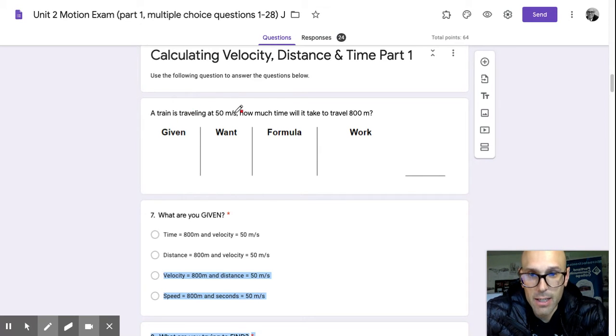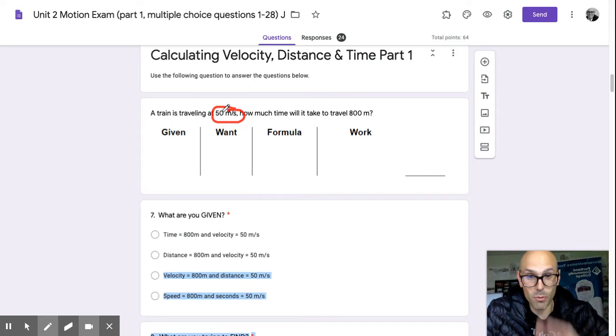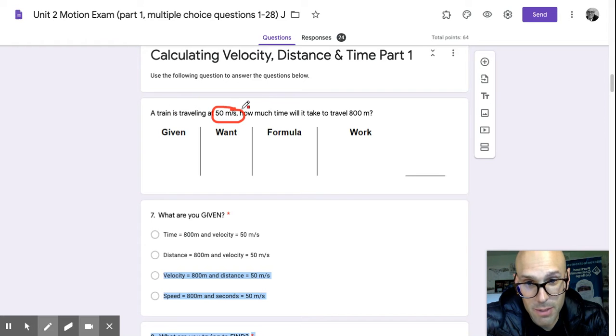The test said a train is traveling at 50 meters per second. I like to circle everything that I'm given. When I get to a value that has units with it, something that we're studying, like 50 meters per second, that is velocity. So a train is traveling 50 meters per second. How much time will it take to travel 800 meters?